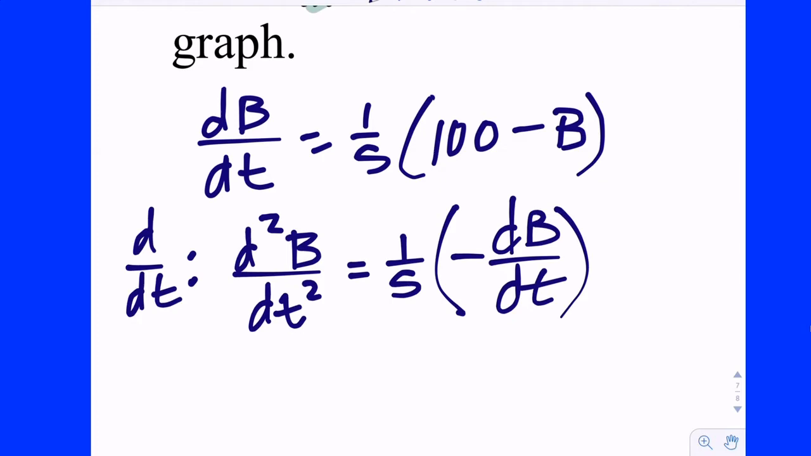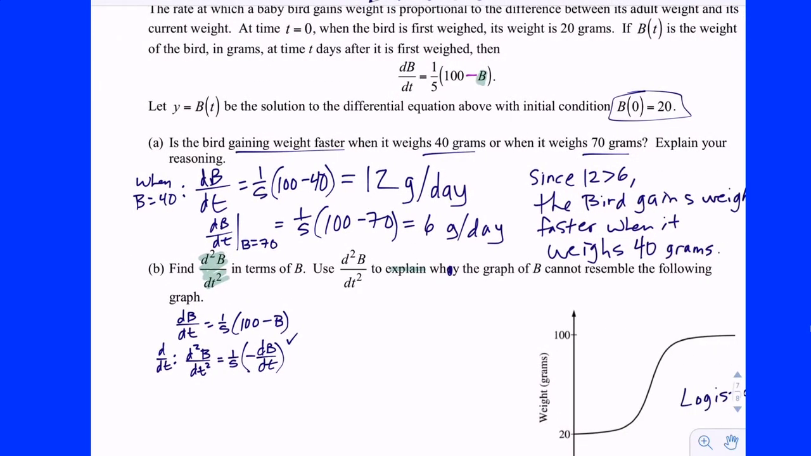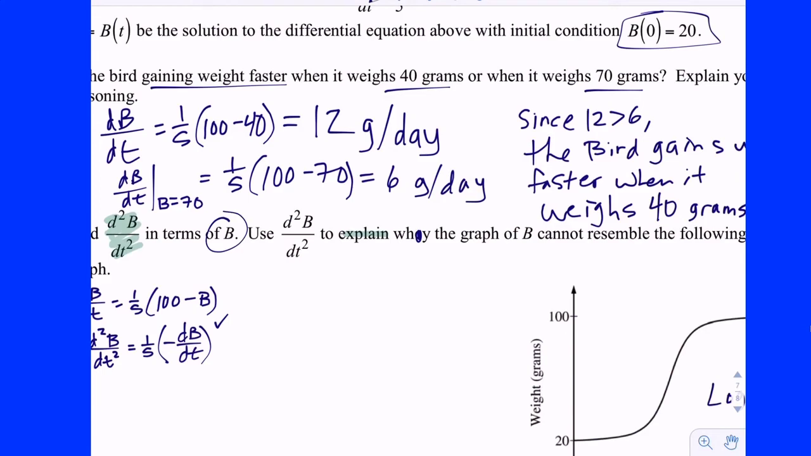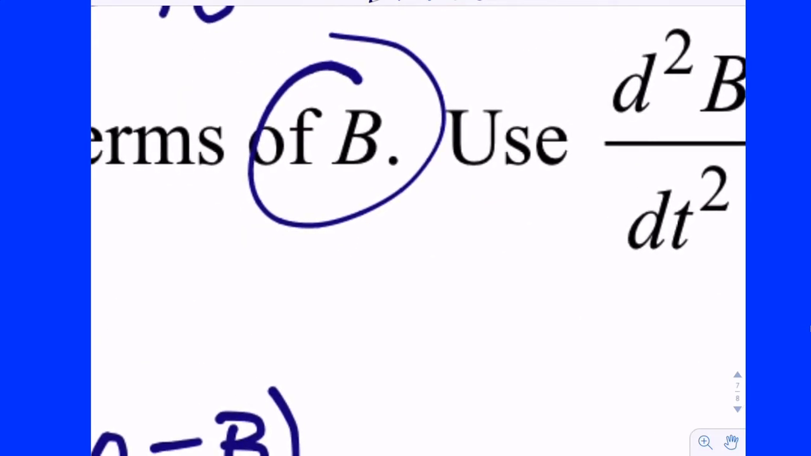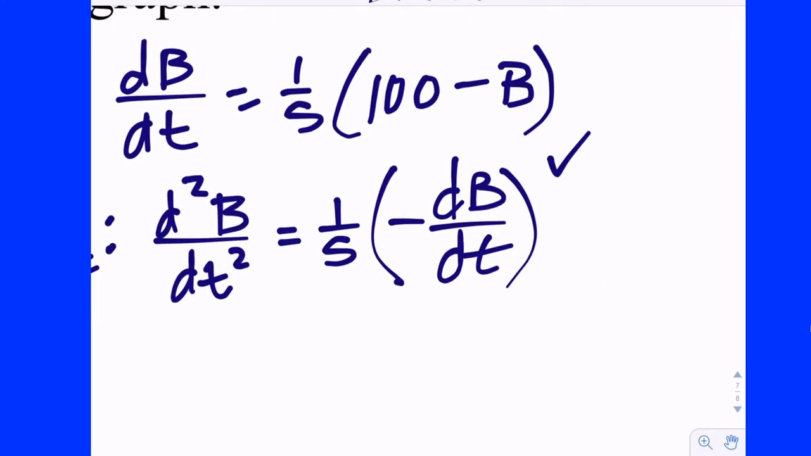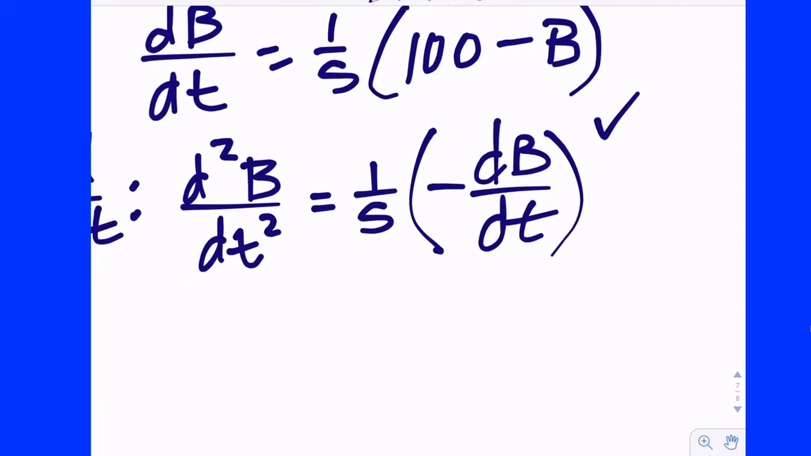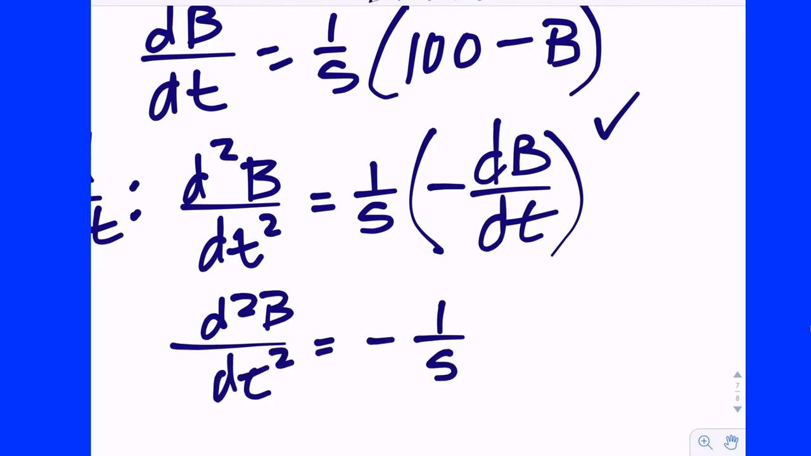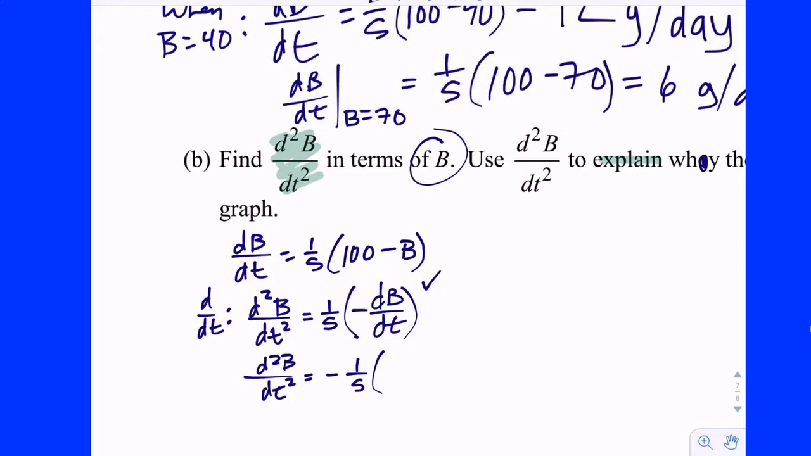Now, you might get a check for that, I'm guessing, from my experience grading them. But did we answer the question? No, it said to find the second derivative in terms of what? b. And we have it in terms of dB/dt. So, let's do one last thing here. d squared b over dt squared. I can pull the negative up front and call it negative 1/5. What is dB/dt equal to?